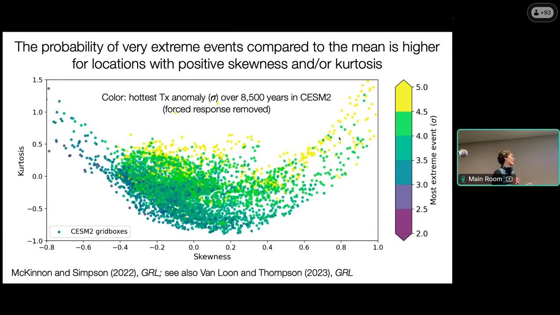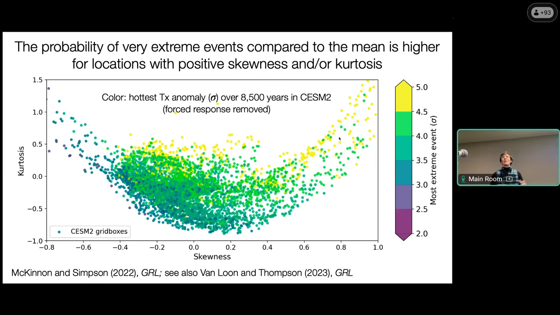And what you can see is there's a really clear structure here that in some ways is obvious, but I think also underappreciated, where if you climatologically have heavier tails in the upper extremes, so that's going to be high skewness and high kurtosis, an extreme of a given probability, in this case roughly a 1 in 8,500 year probability, is more extreme in sigma units.